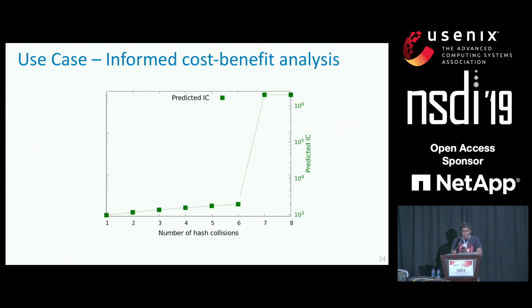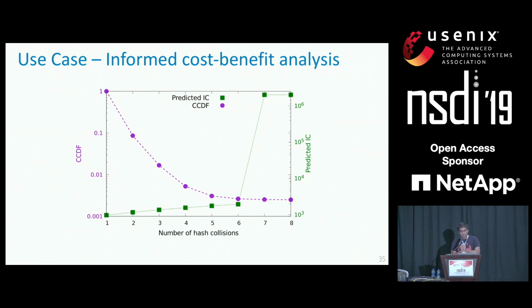So the first step, naturally, the operator takes the NF and generates the contract. It looks like this. The performance is a function of the PCV, once again, hash collisions. And you can see that there's a very clear cliff, which indicates the rebalancing. Here, the threshold is 6, which is where the cliff is at.